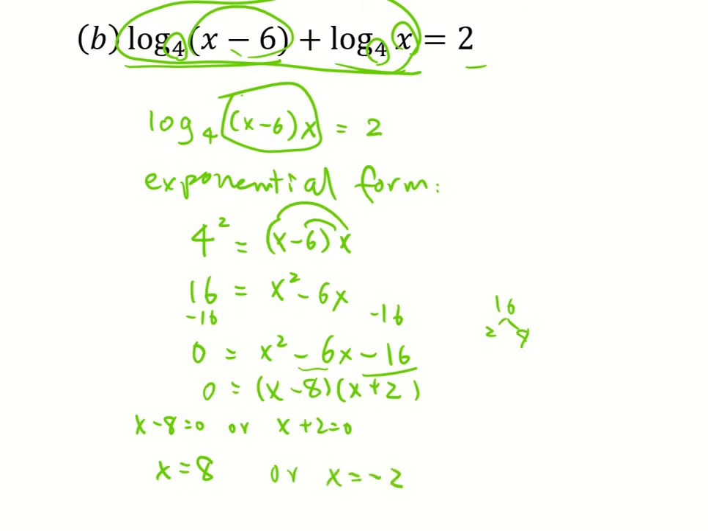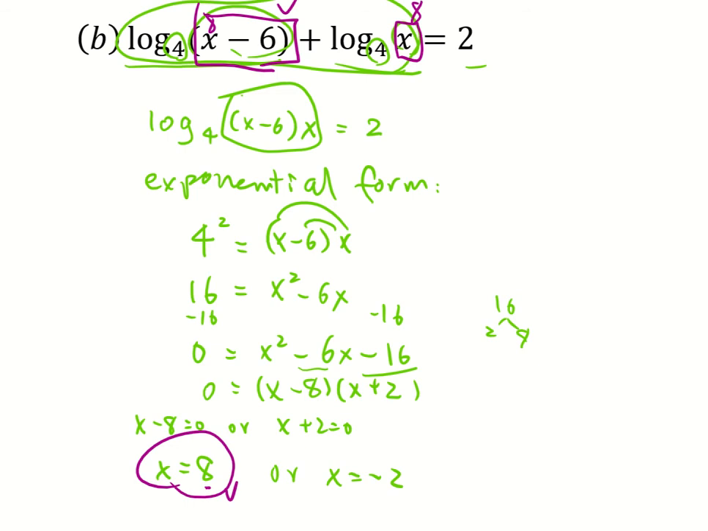But you have to check your solutions. Remember, you want to make sure your x will make each argument, we have 2 arguments here, positive. All right, so if you check 8, if you plug in 8 into the first argument, 8 minus 6, that's a positive 2. It's making the first argument positive. And 8, you plug it into the second argument. Well, 8 is positive itself. So 8 is a solution.